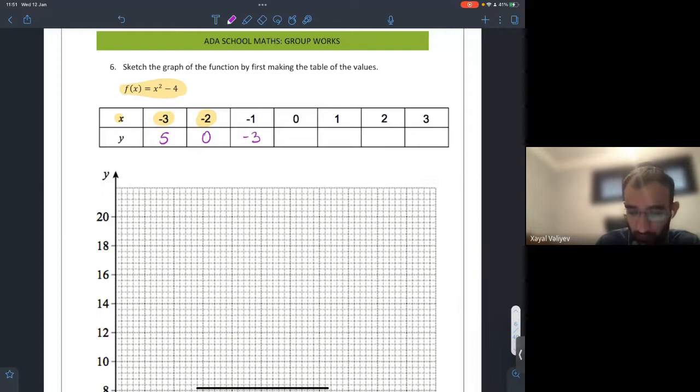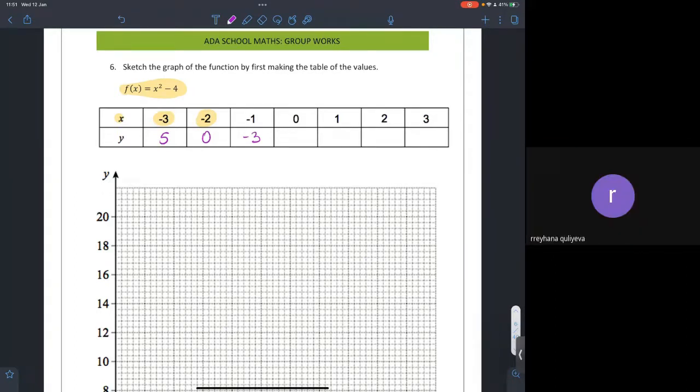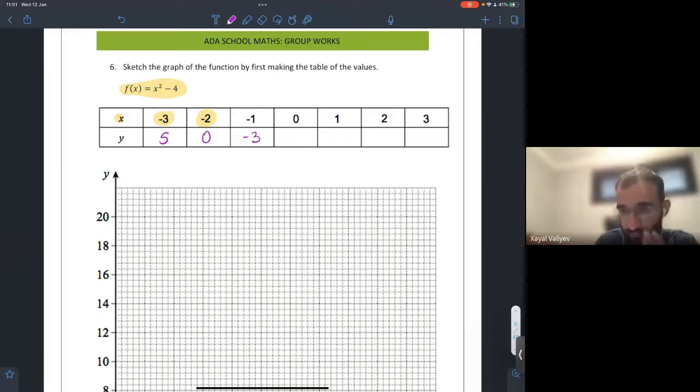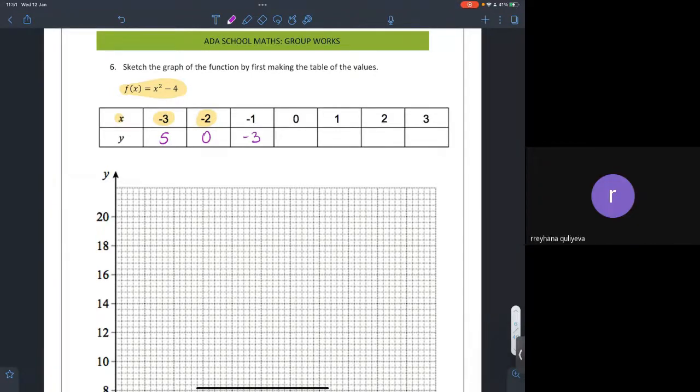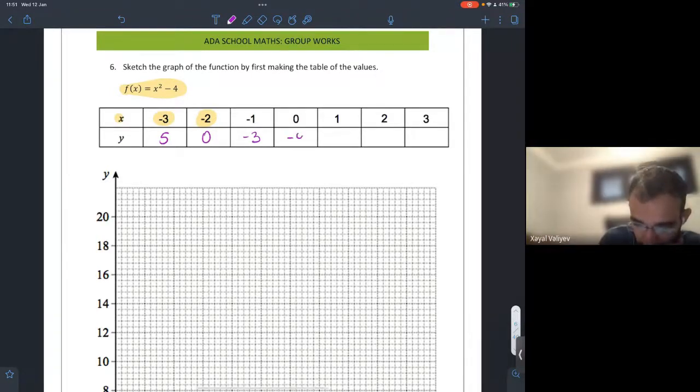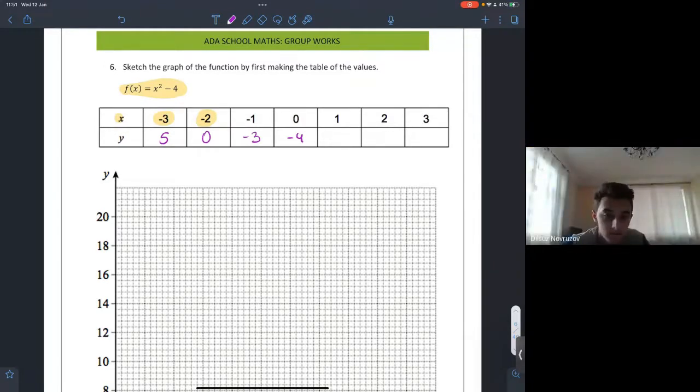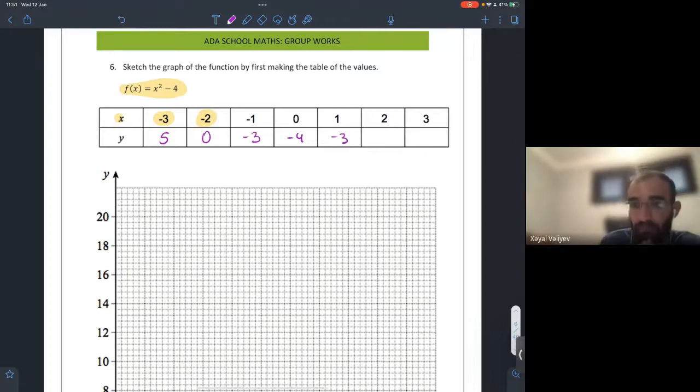Rehana, at 0, it would be 0 minus 4. What is it? At 0, it is minus 4. But what about 1? At 1, it would be negative 3. Good job.